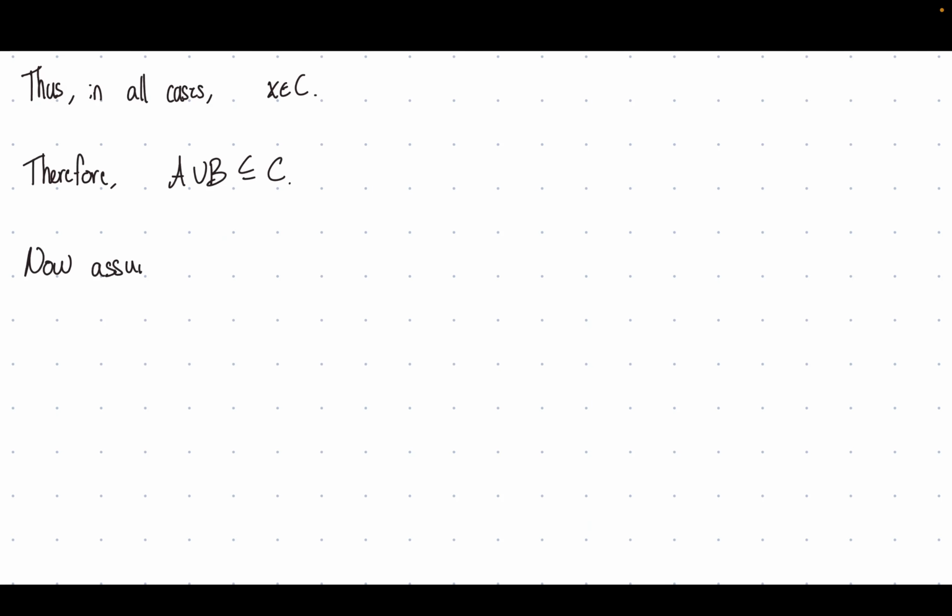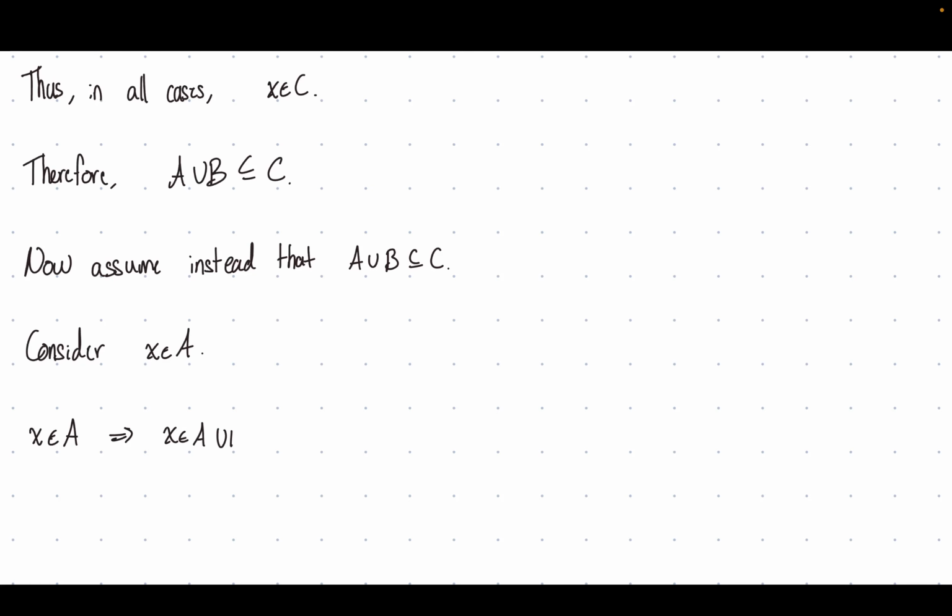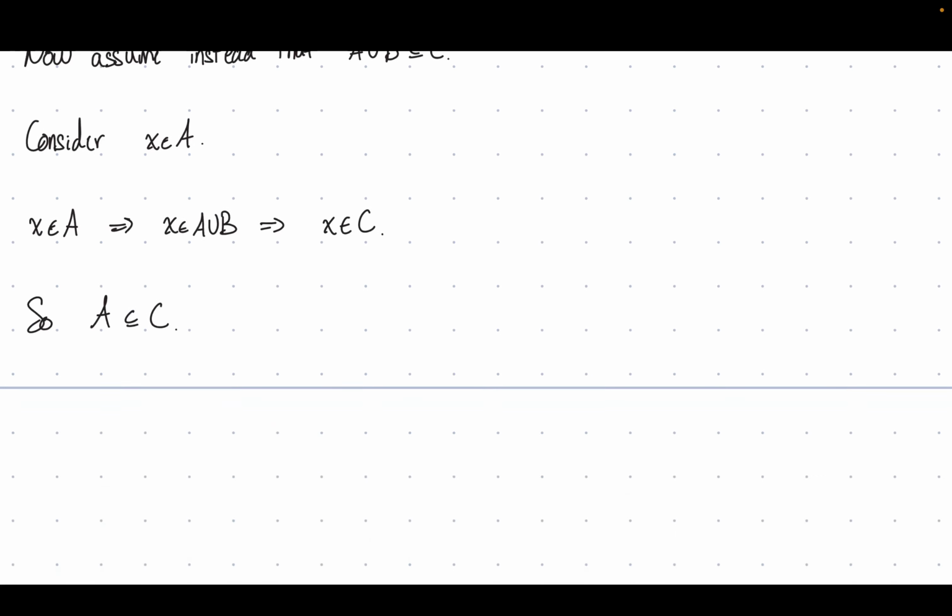Now assume instead that A union B is a subset of C. Now consider X in A. X is in A implies that X is in A union B. This is very straightforward, which implies that X is in C. So A is a subset of C.